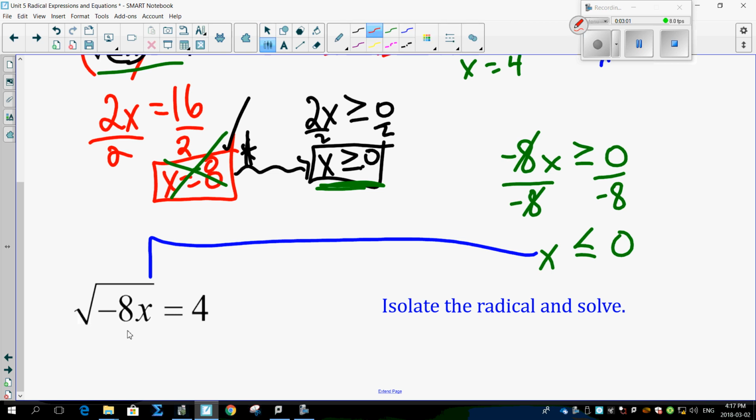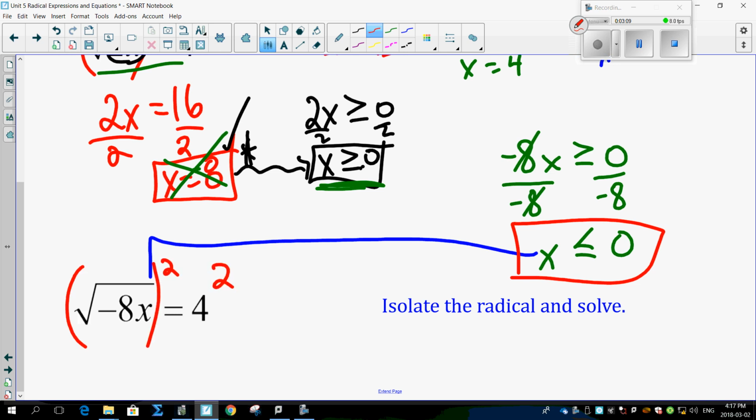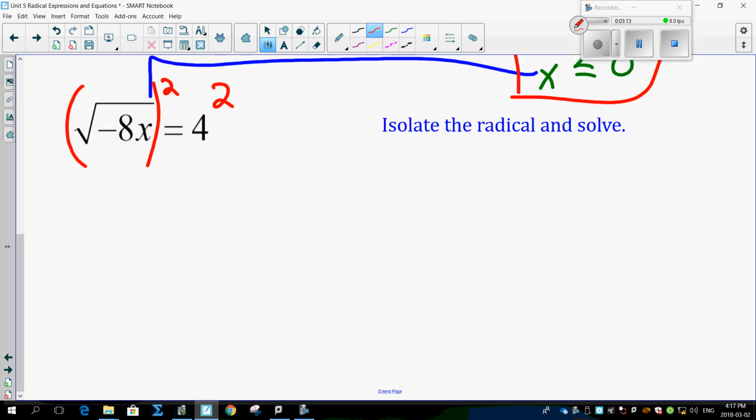So let's go out and solve this now. Now that we know what the restriction is, let's solve it. So again, get rid of that square root by squaring both sides. Okay, well, that's easy enough. This gives you -8x. 4 squared is 16. Divide by -8, divide by -8. You've got x equals -2.